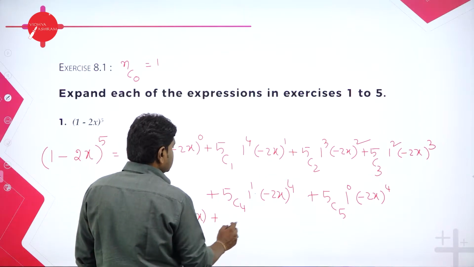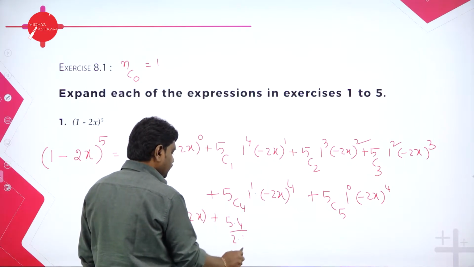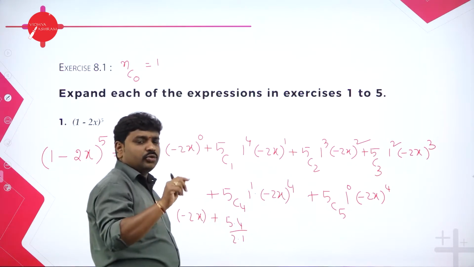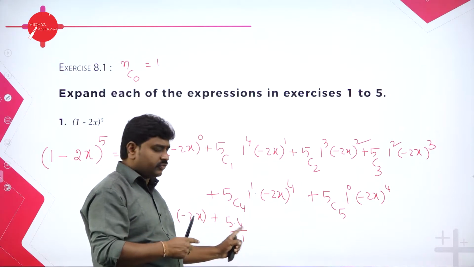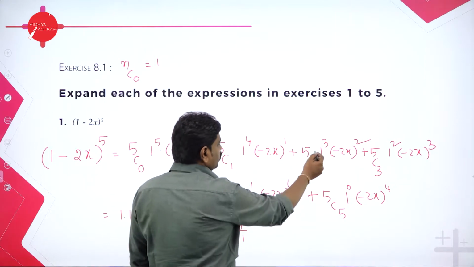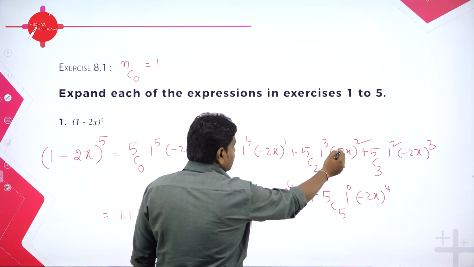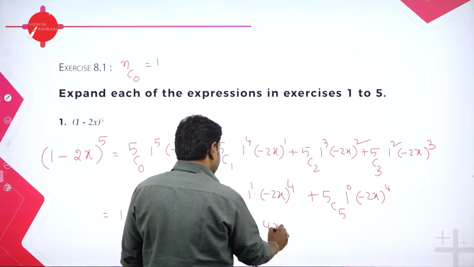Then 5c2 means from 5, 2 terms: 5 into 4 divided by 2 into 1. From 5 in the numerator, 2 terms go on decreasing, 5, 4. Then denominator 2 factorial, that is 2 into 1. And 1 square, 1 cube is 1, leave it. Then minus 2 square, minus becomes plus and 2 square is 4 and x square.